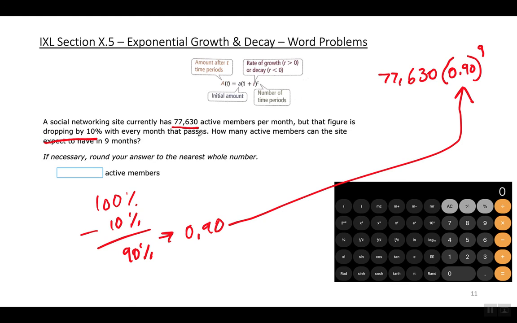Alright, so 0.90 to the ninth power equals, times 77,630, equals. They want me to round it to the nearest whole number: 30,075 active members, right?